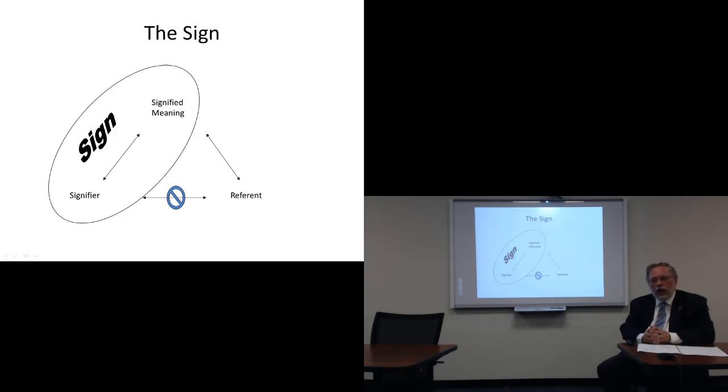That is, how is it possible that we can use sounds to pick out, to identify actual objects in the real world? Well, it's through this connection. The sign provides the connection between the real world referent and the sounds. Okay? So far, so good. Things get a little bit more complicated, as I said.